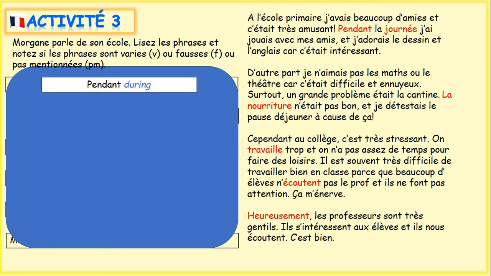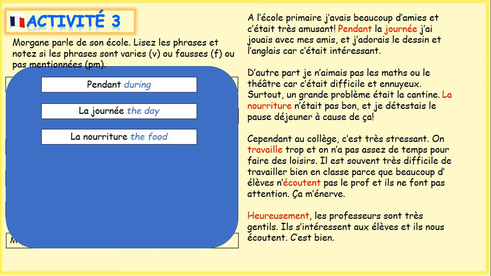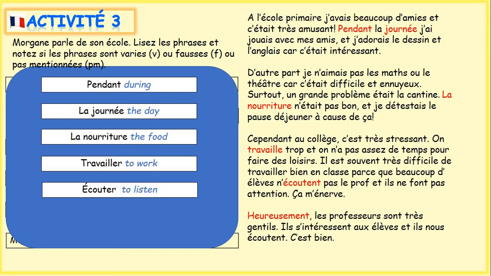Pendant is during, and if you weren't sure of that, or if that wasn't one of the words that you highlighted, do make sure you make a note of it now. La journée is the day. So pendant la journée is during the day. La nourriture is the food. Travailler is to work. Écouter is to listen. And heureusement is fortunately. Now we've got a bank of vocabulary for the reading text, and we've got our coded true or false phrases.